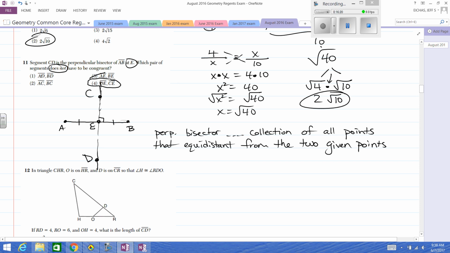All right, let's talk about these other ones. A to D has to be the same as D to B. Okay, because of this definition right here. It's all the points that are the same distance from both A and B. Same thing here, okay? A to C could be a different distance than A to D, but has to be the same as C to B. So yeah, we got it right. That's the choice we want.